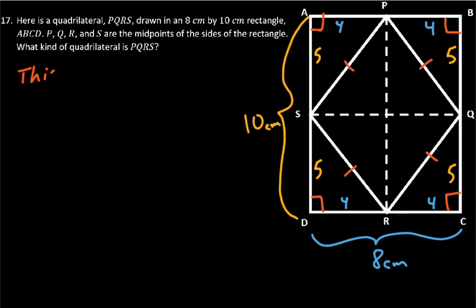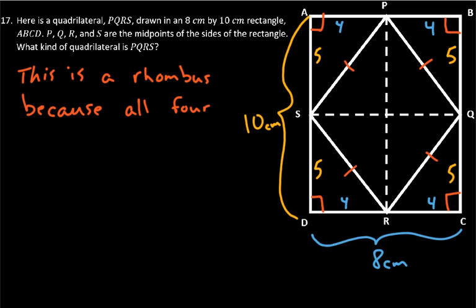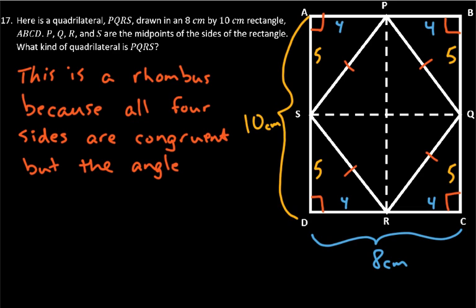So we can say this is a rhombus because all 4 sides are congruent, but the angles are not right angles.